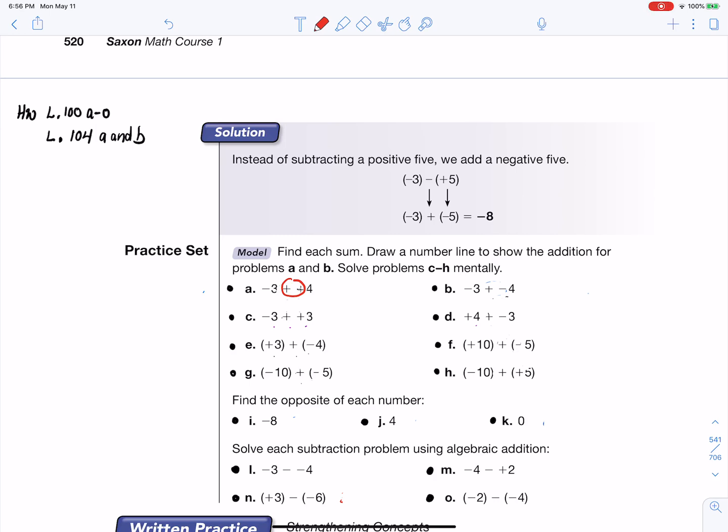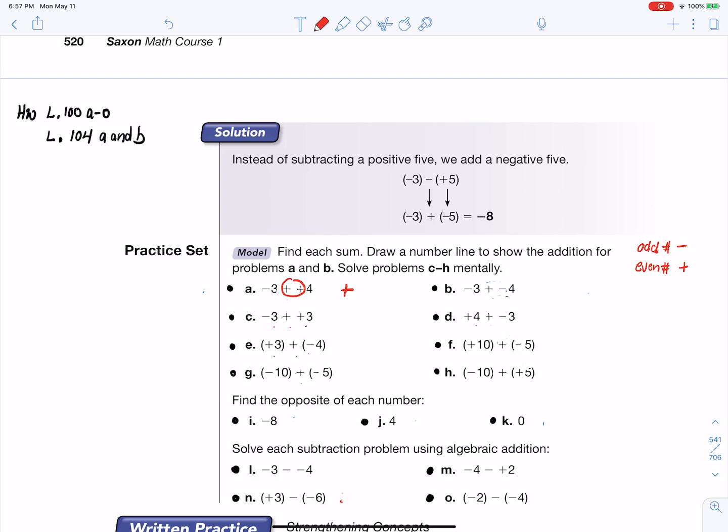If there's an odd number of negatives, I'm going to write down a subtraction sign. If there's an even number of negatives, I'm going to write down a positive sign or an addition sign. If there are no negatives, that's the same as having an even number. Here we go. For A, I have no negatives, so it's going to be addition.